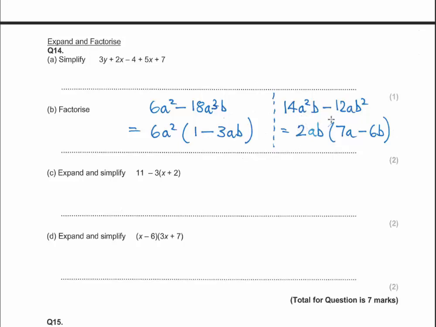What's the most they share? A. They've both got an a. I've got a b and a b squared. What's the most they share? A b. So, the most that they share is 2ab.